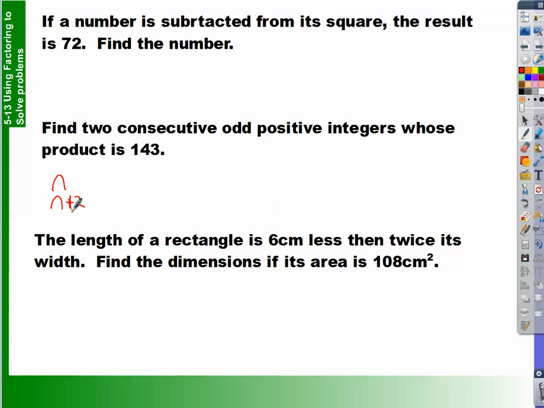So product, what does it mean by a product? What do we do when we're trying to get a product? You multiply. Okay. So we have n times n plus 2, and oh my goodness, this magical math word shows up again. Equals. Equals what? 143.